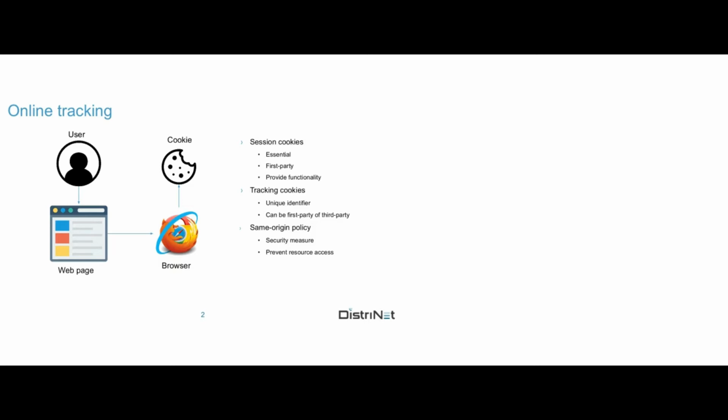And what I mean by that is that the cookie can be set by the website that the user is visiting, but it can also be set by an external third-party tracker. So why is it important whether a cookie is first-party or third-party? Well, because of the same origin policy, which is a security measure built in browsers, which prevents resources from being accessed by domains that are different than the ones that own it. So in the case of cookies, a first-party cookie cannot be accessed by an external domain.